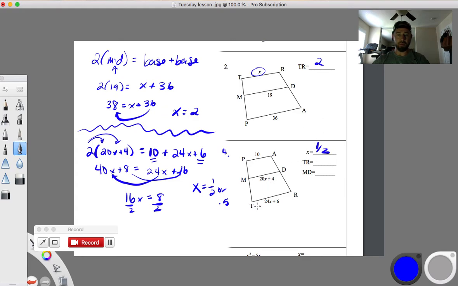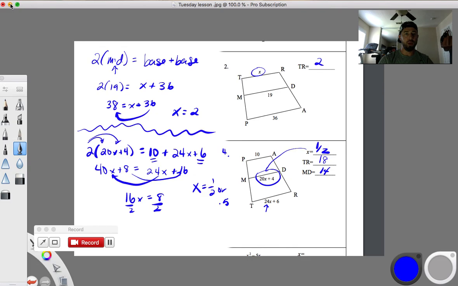TR, well, where's TR? Oh, TR is right here, so we got to put our 1/2 in here. Well, what's half of 24? 12 plus 6, 18. And they're asking for MD. Oh, that's this guy right here. What's 20 times 1/2, or 20 times 0.5, or half of 20? That's 10 plus 4 is 14. Boom. Okay, that's our little lesson on mid-segments.